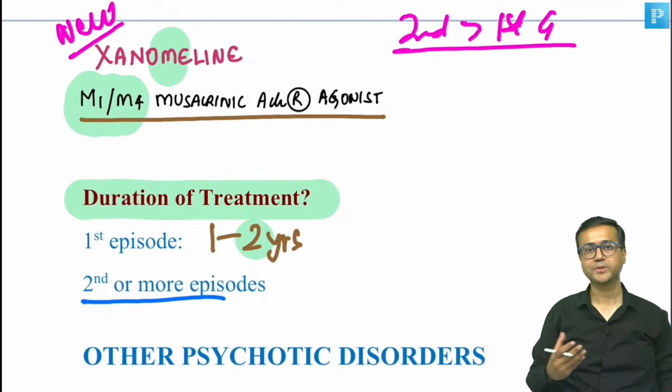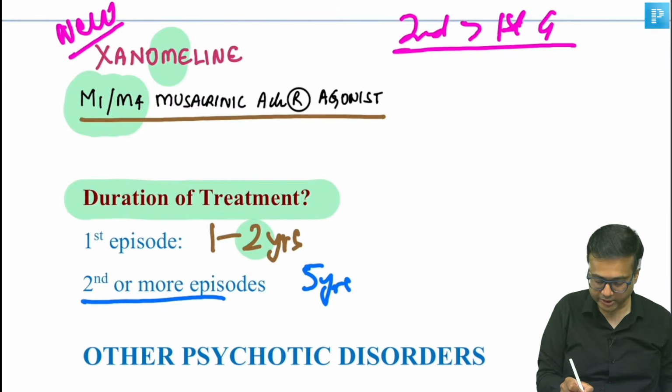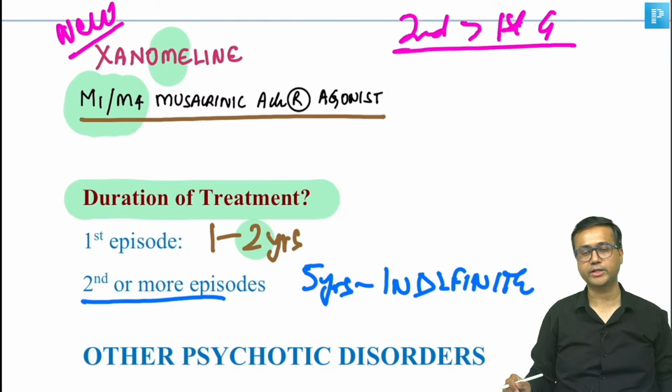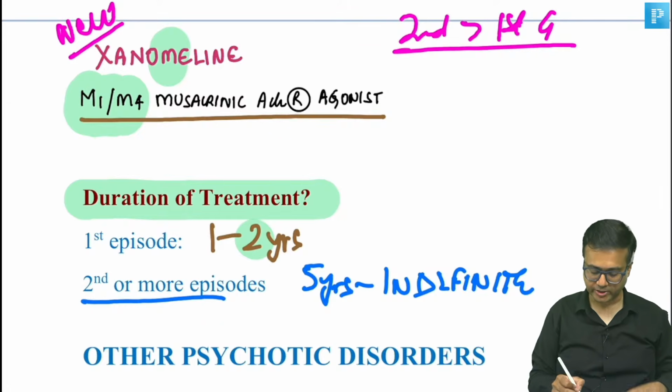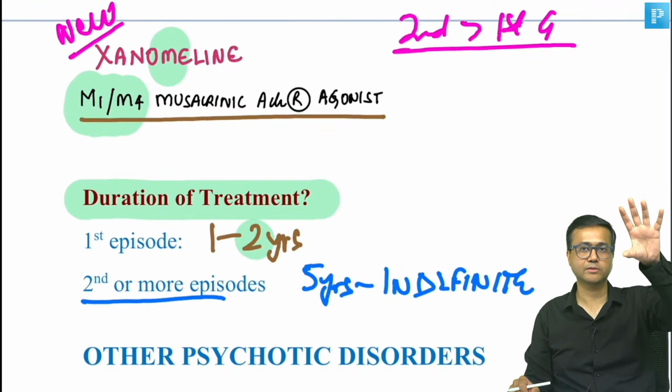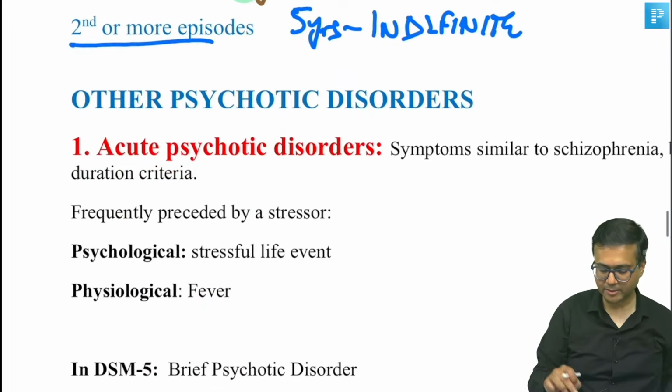Don't say lifelong. Please remember it is 5 years, or you can say indefinite. So this was about the duration. So we have talked about schizophrenia. The topic was psychotic disorders. One psychotic disorder we have covered, that is schizophrenia. Let's now discuss some other psychotic disorder.